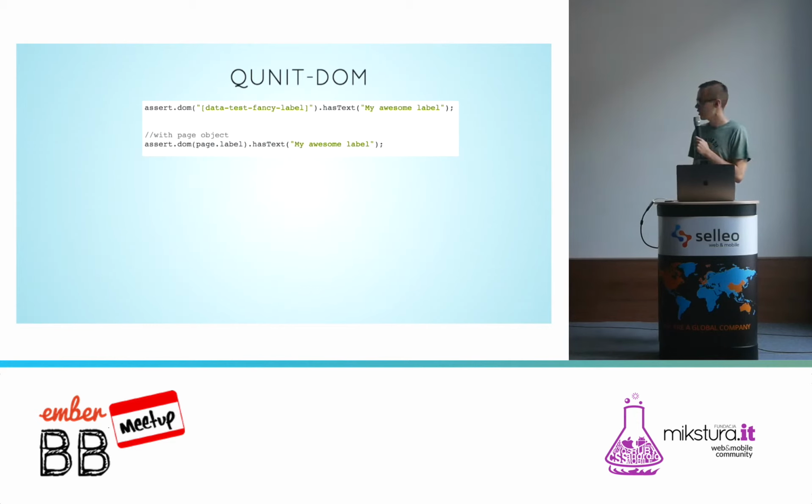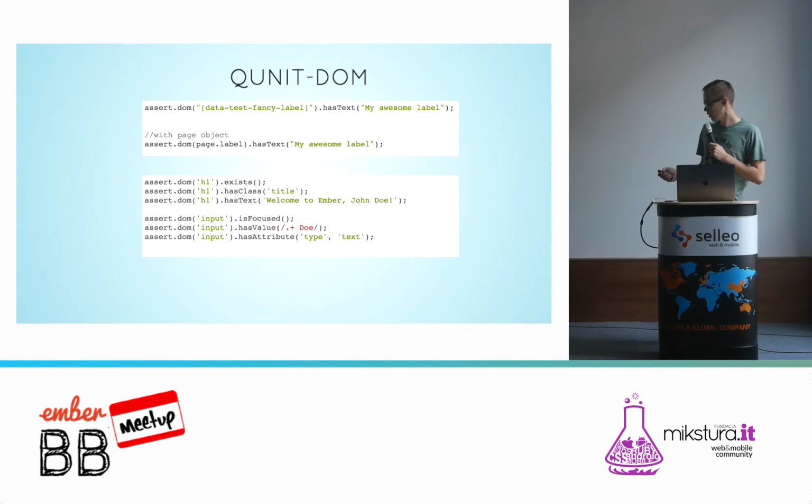QUnit DOM is another cool package which can help us make tests much more readable. In our assertion, now we just check if this element has this text, and it is much more readable than the usual QUnit assertion, and we can use QUnit DOM with page objects. There are also a lot of other assertions. You can check them in the QUnit DOM GitHub repository.